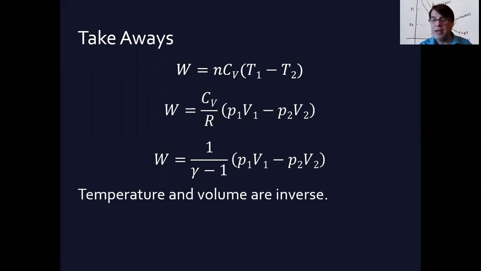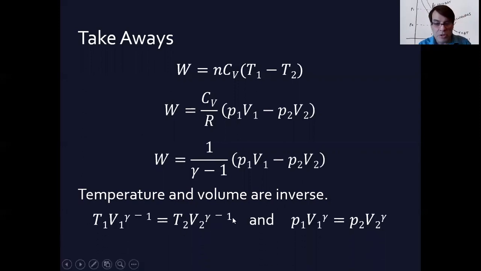Also, you should take away that in an adiabatic process, temperature and volume are inverse. If the temperature goes up, the volume must go down. If the volume goes up, the temperature must go down. If the volume goes down, the temperature must go up. So they're inverse. And then lastly, there were these two relationships between temperature and volume and pressure and volume in an adiabatic process. That's a summary of this very long video.